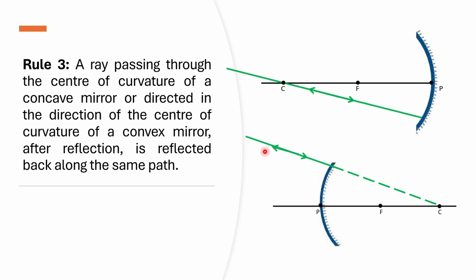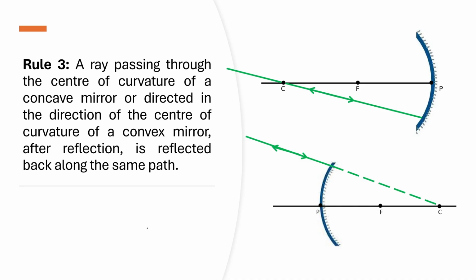Now my question here is, why is the ray of light reflecting back along the same path? What could be the reason here? When it is passing through the center of curvature, it is just passing, and going back along the same path. What could be the reason? I can give you a clue.